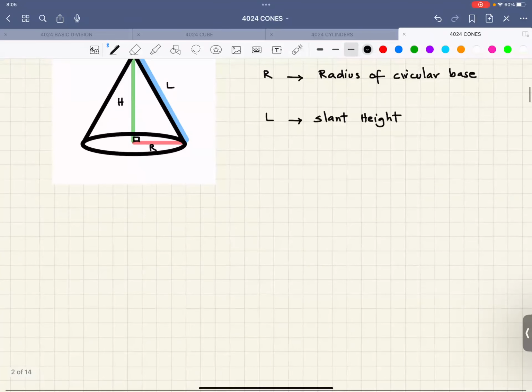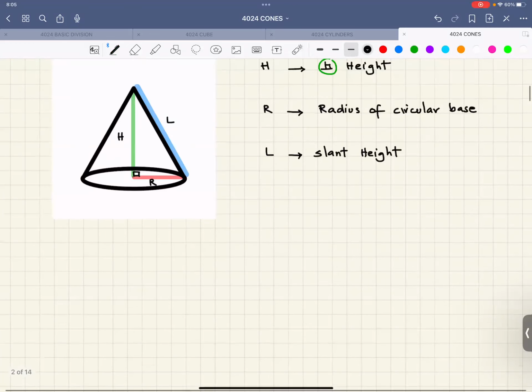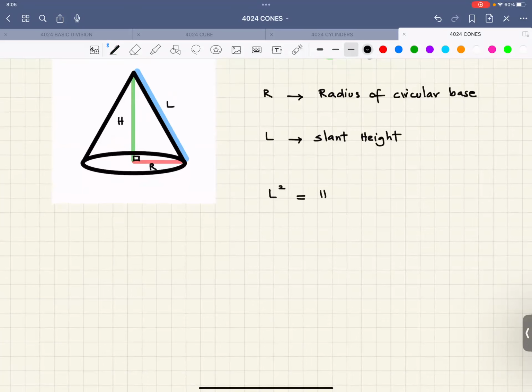Now, how are they related? They are related according to the Pythagoras theorem. That is L square is equal to H square plus R square. That is how they are related. So let me just highlight this. This will be used later.